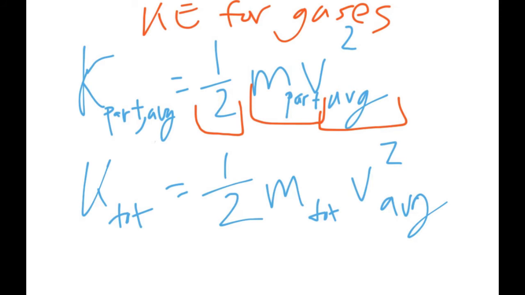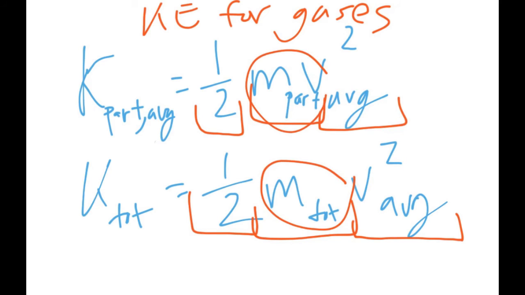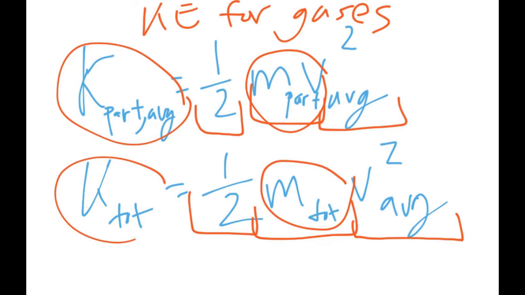And if you want to calculate the total energy of all the gases in a system, then you simply have to multiply 1/2 times the mass of, instead of a particle, the mass of all the particles in total. And last but not least, you multiply by the average velocity of the particles squared. So notice how by changing the mass, we are changing the type of kinetic energy we are finding.